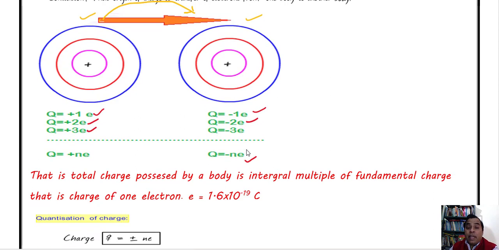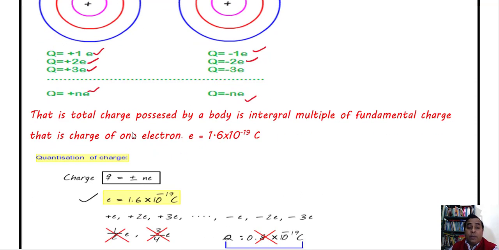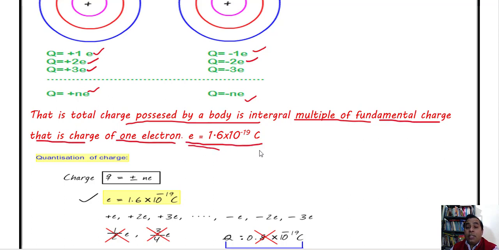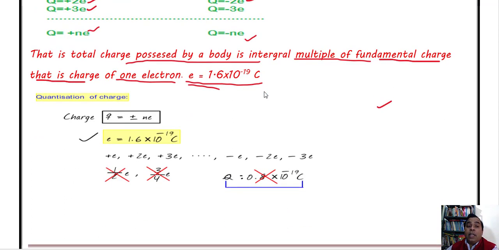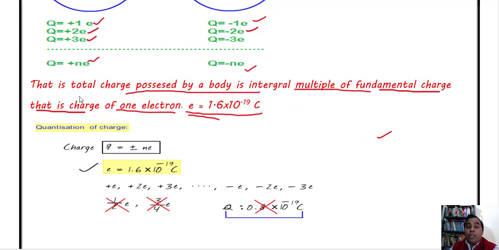Now if it has given up n electrons, it will obtain +ne charge and the other will obtain -ne charge. E is what? Charge of the electron. N is what? Number of electrons transferred. So this statement leads to the fact that the total charge possessed by a body is an integral multiple of the fundamental charge. And the fundamental charge is the minimum charge that can be produced on a body because of the transfer of electrons, and that is 1 electronic charge. This is the statement of the law of quantization of charge.